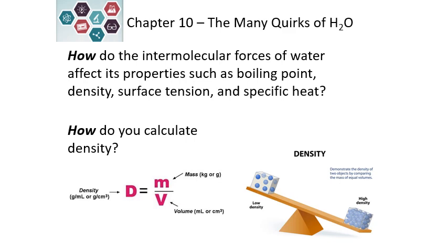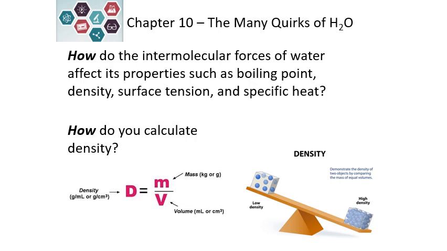Density is also a property that makes water unique, and we'll talk about why that is in a little bit, but let's first talk about what density is. So density is a measurement of how tightly packed different molecules in a substance are. It depends on the mass of that substance and the volume. And so our units are either grams per milliliter or grams per cubic centimeter, depending on what type of substance we're measuring. So liquids are typically measured in milliliters, solids are typically in cubic centimeters.